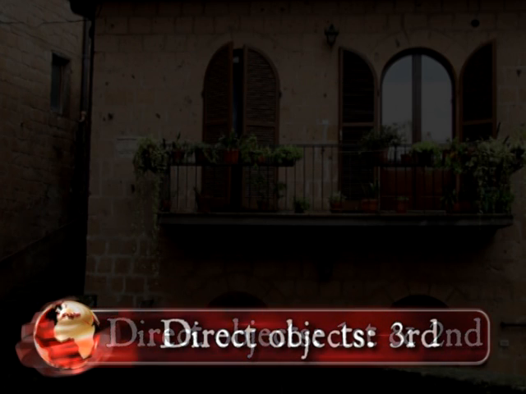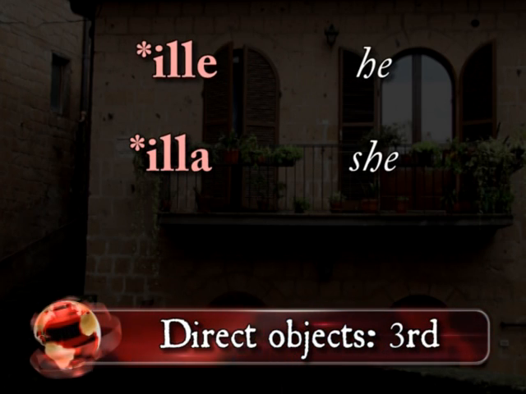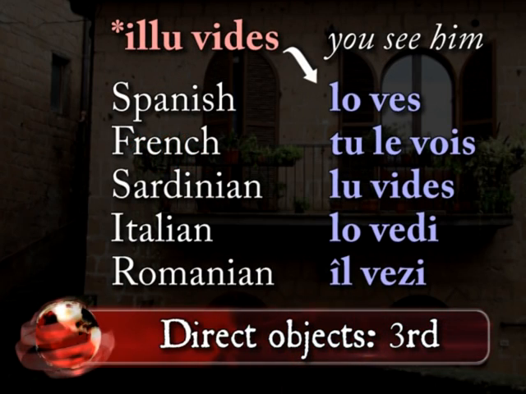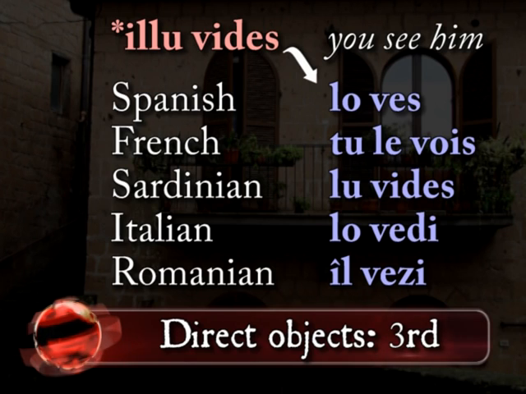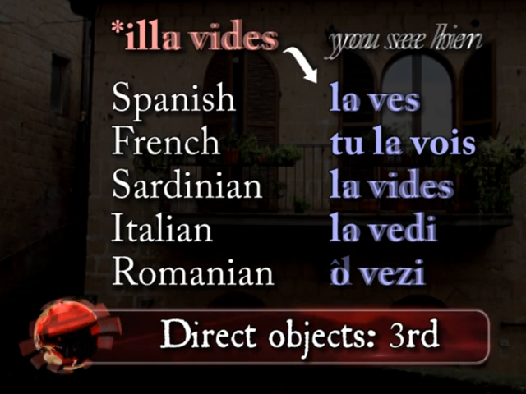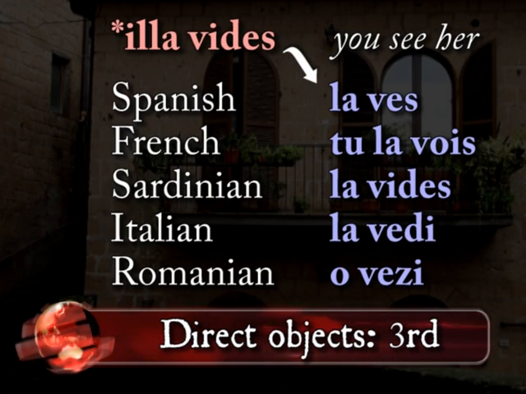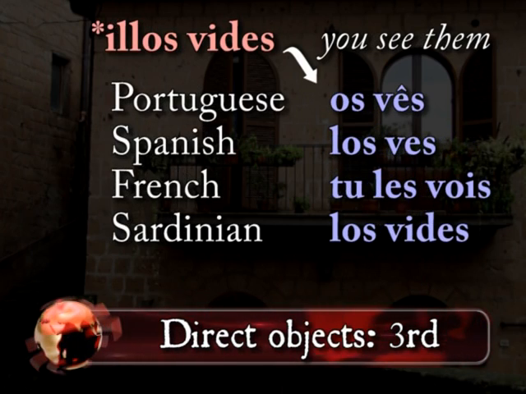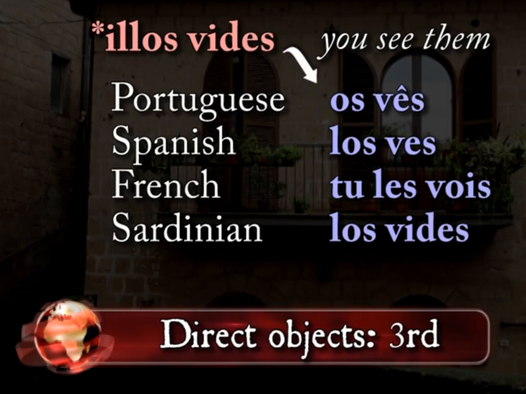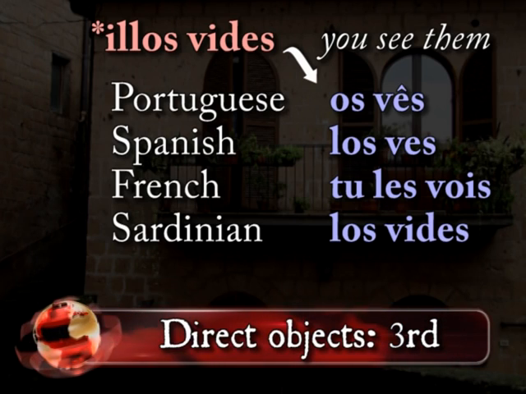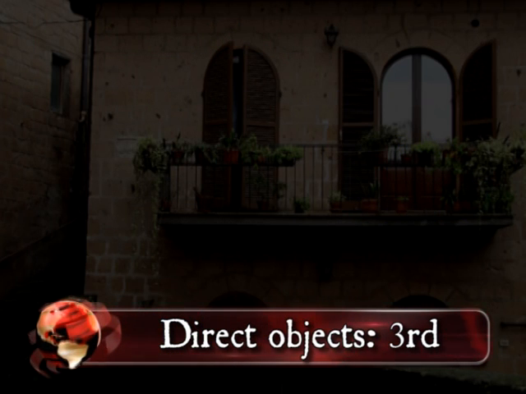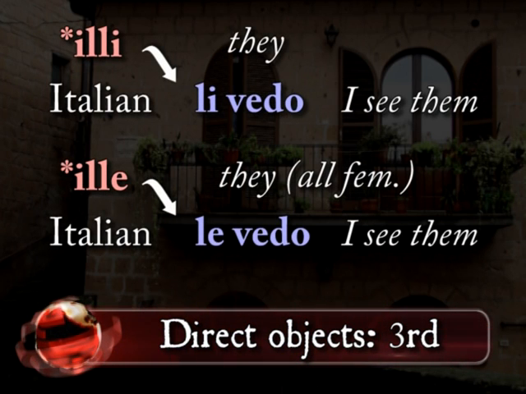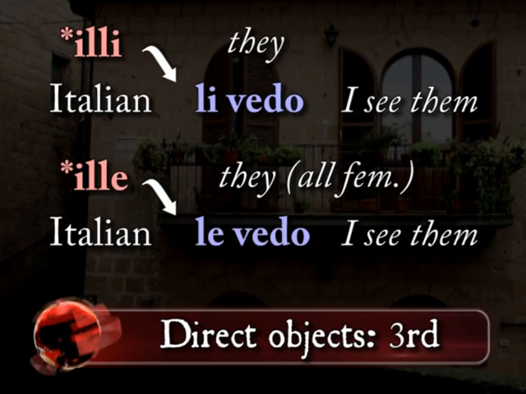Third person objects come from the accusatives of ille and illa. Illu vides. Illa vides. Illos vides. Plural them derives from the nominative illi and ille in Eastern Romance. Italian li vedo, le vedo.